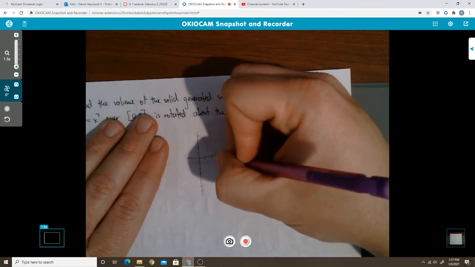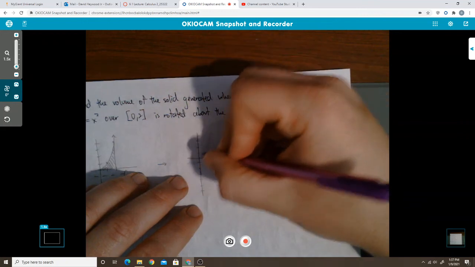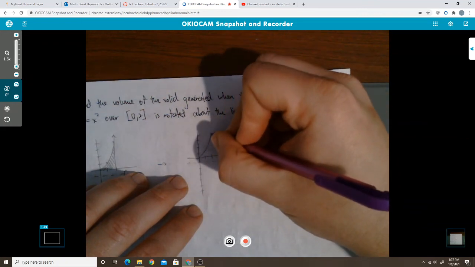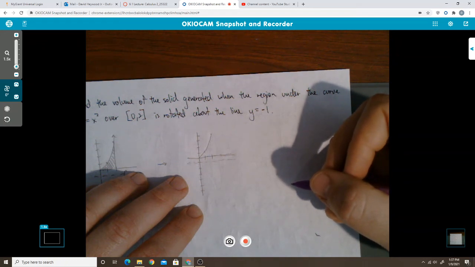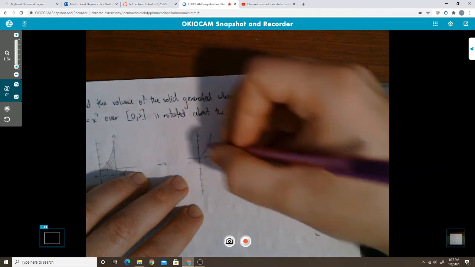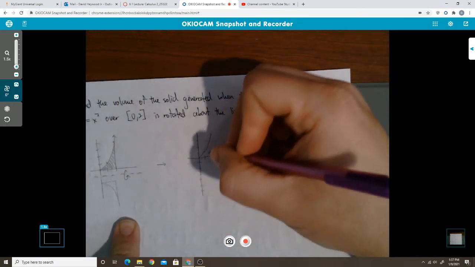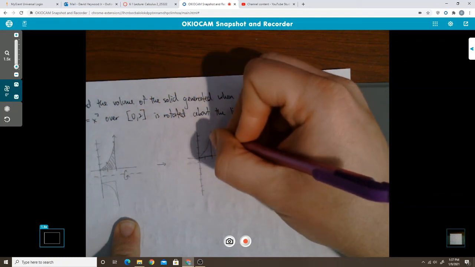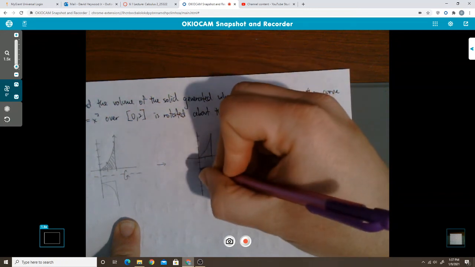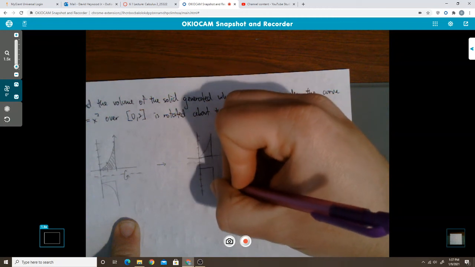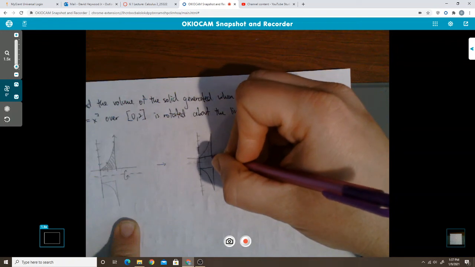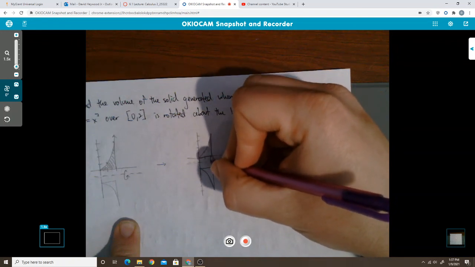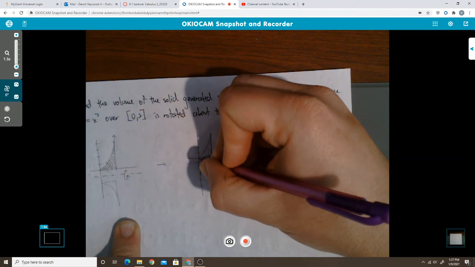Okay, so my axis of rotation. It's just this thing, though. Oh, I see. Yeah, okay. So it's this. It's this, right? So I've got this kind of empty hole there and there.